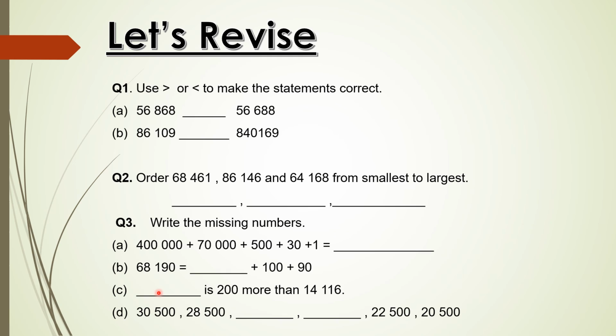Part C. Dash is 200 more than 14,116. What does more mean? More means plus. So if I add 200 to 14,116, I am going to change the hundreds place. Which digit is standing in the hundreds place? 1. So 1 plus 200 is 300. So 14,316 is 200 more than 14,116.